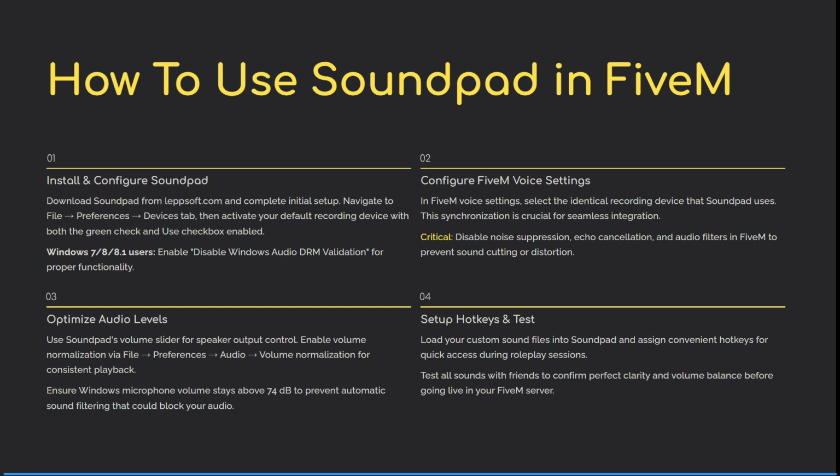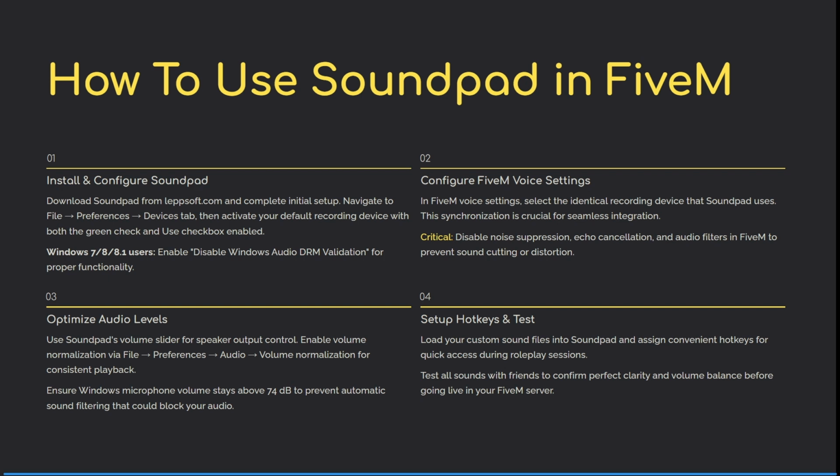Navigate to File, Preferences and Devices, and then activate your default recording device with both the green check and the Use checkbox enabled. Now, this is for Windows 7, 8, 8.1 users. Disable Windows Audio DRM validation for proper functionality. As I said, that will only apply if you're using Windows 7, 8, or 8.1.